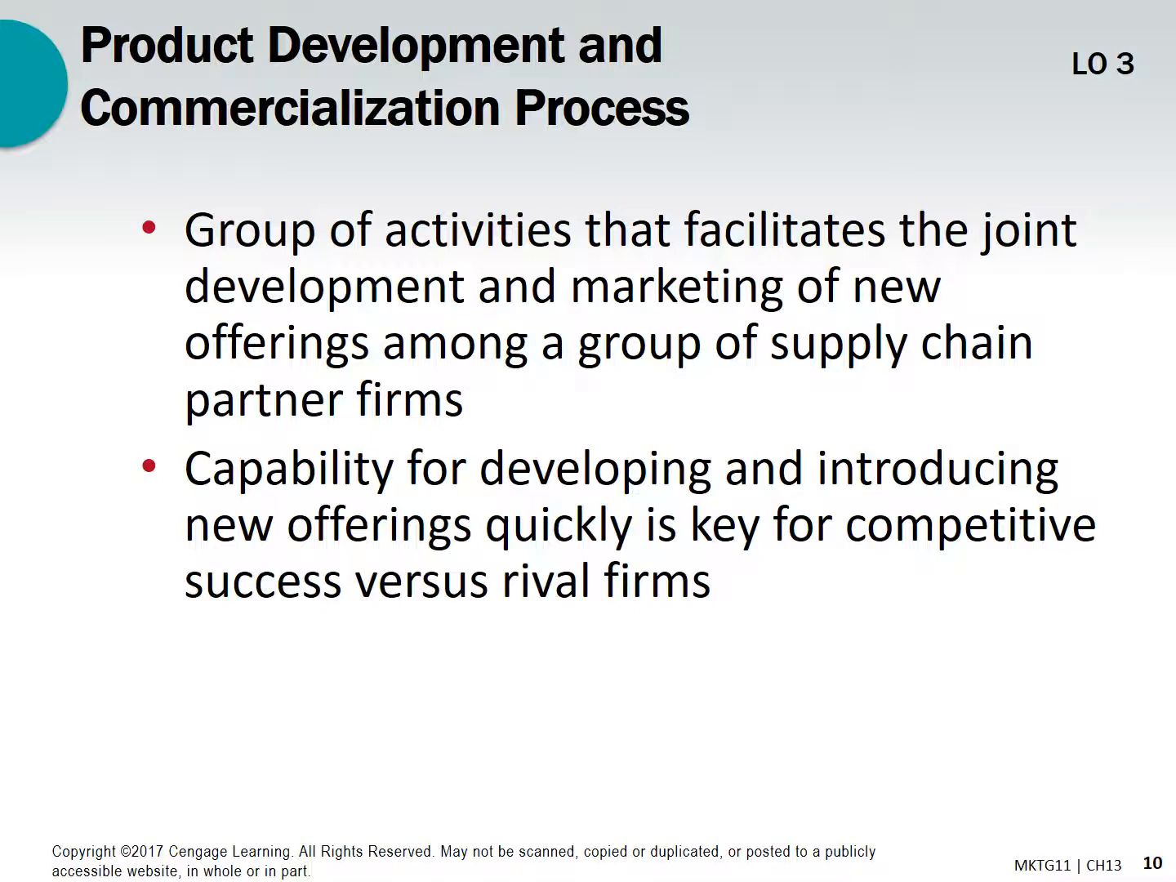The product development and commercialization process includes the group of activities that facilitates the joint development and marketing of new offerings among a group of supply chain partner firms. In many cases, more than one supply chain entity is responsible for ensuring new product success. Commonly, a multi-company collaboration is used to execute new product development, testing, and launch, among other activities.